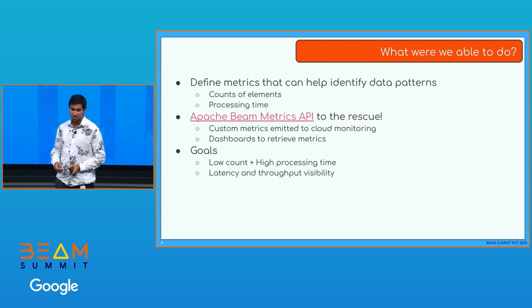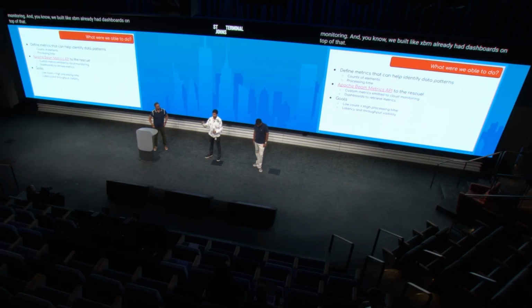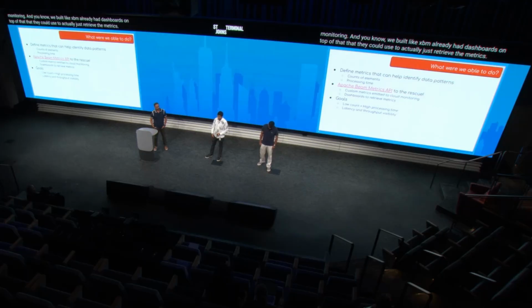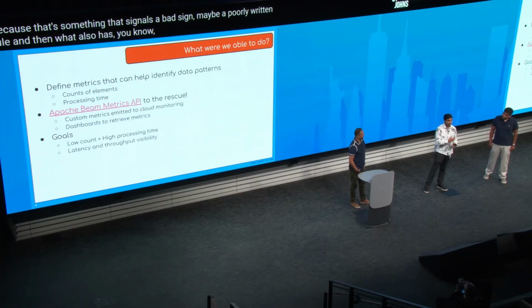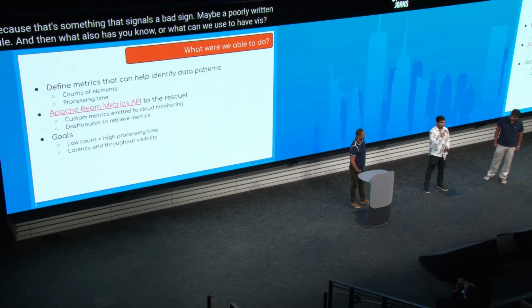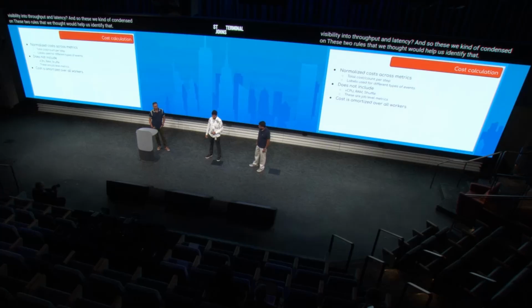So like I mentioned, these custom metrics are emitted to Cloud Monitoring, and Exabeam already had dashboards on top of that they could use to retrieve the metrics. Some things we specifically wanted to see were, okay, what rules or elements have low count but also a very high processing time, right? Because that's something that signals a bad sign, maybe a poorly written rule. And then what can we use to have visibility into throughput and latency. So we condensed on these two metrics that we thought would help us identify that.